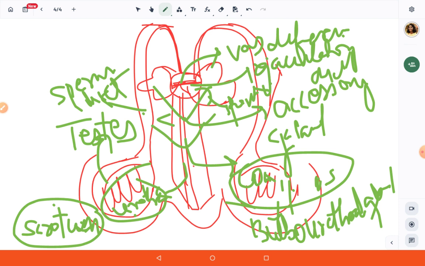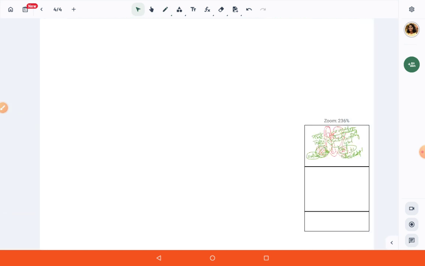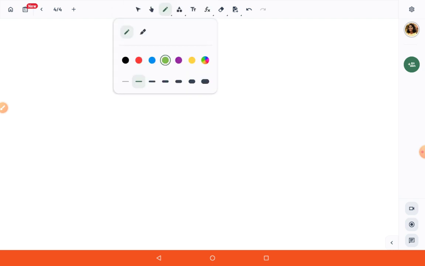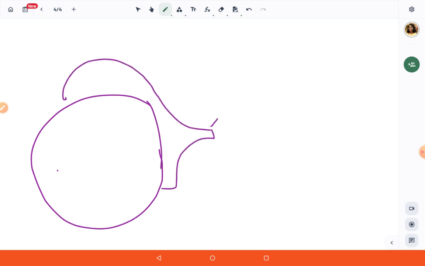Now let us magnify this particular testes. I'm going to magnify these testes and tell you what happens inside the testes. One second, I'll draw it with purple now. Look here. It is something like this. Then we have it in this way. These are the ducts, you know, the ducts open. That's the vas deferens. That duct is the vas deferens.